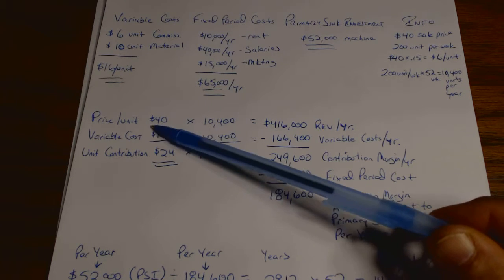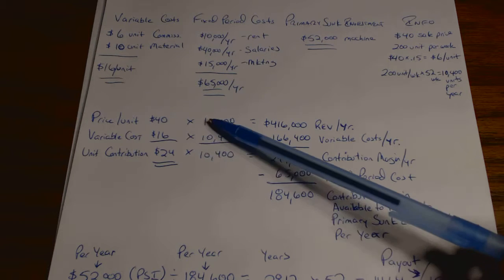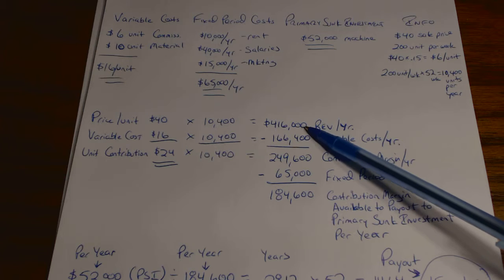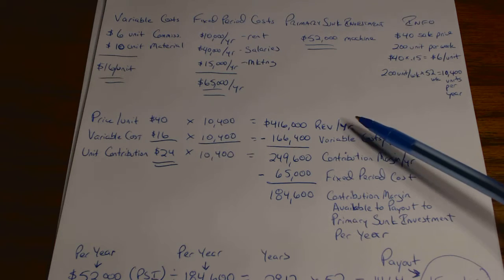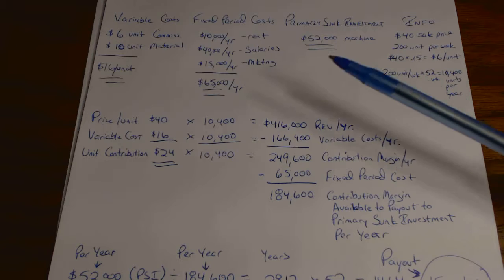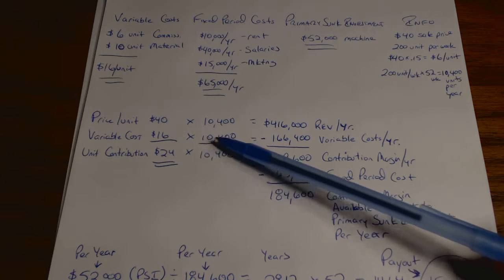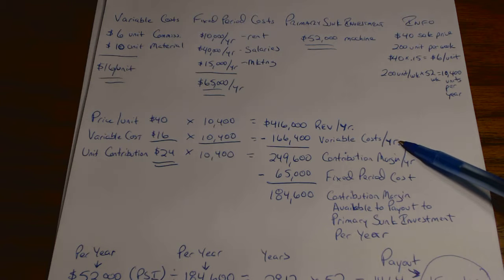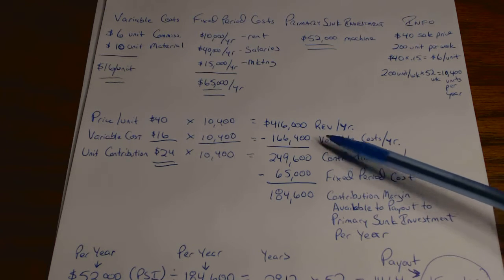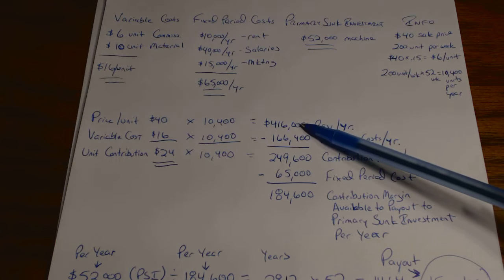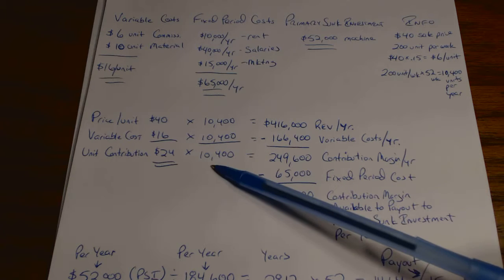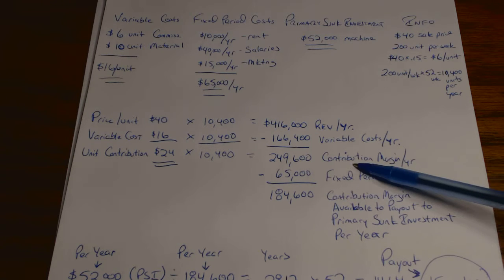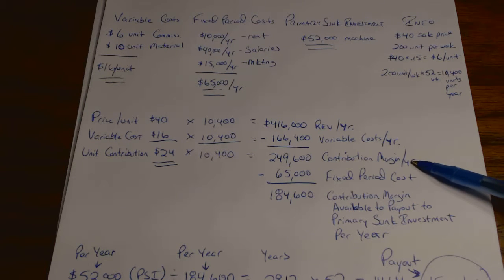Okay, so you just take your revenue, which is your price per unit, times the 10,400. That means you're making $416,000 per year gross revenue. Your variable cost is $16 per unit times 10,400 units. So your variable costs per year are $166,400. So now you can just subtract these two, or you can multiply your contribution margin times 10,400. You get the same answer. That's your contribution margin per year.